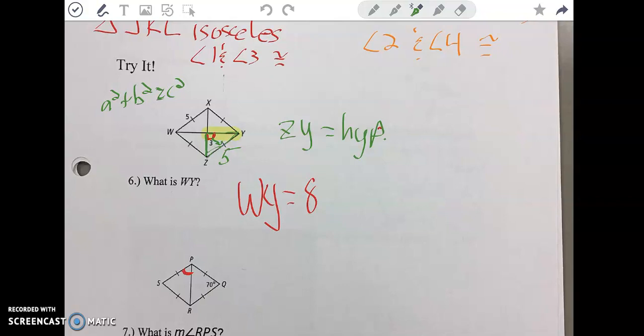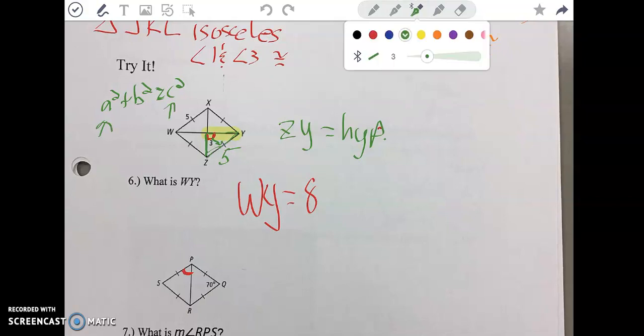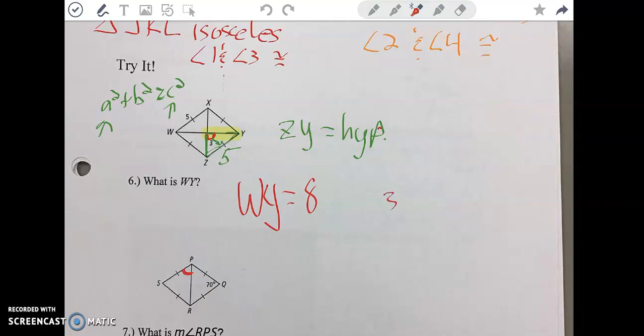Okay, we have a and we have c. We don't have b. So that is how we're going to figure out what that piece is going to be. So we have 3 squared plus b squared is equal to 5 squared. 9 plus b squared is equal to 25. Subtract, and we end up with b squared equals 16.